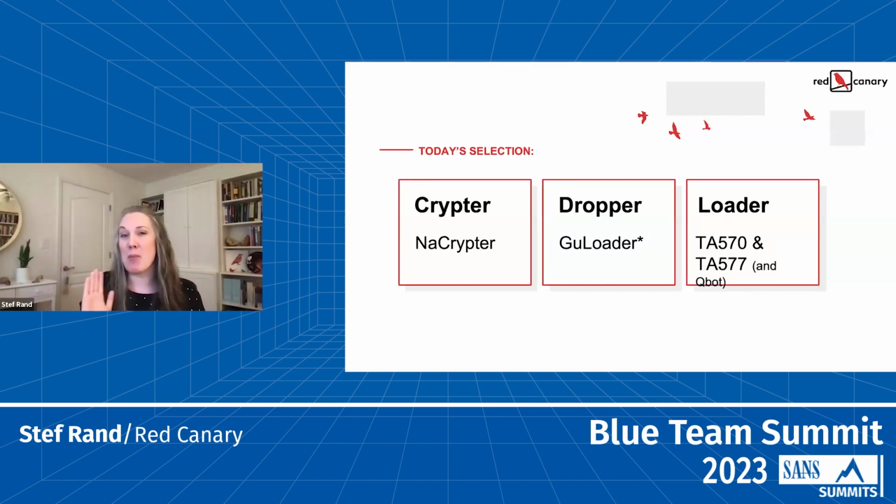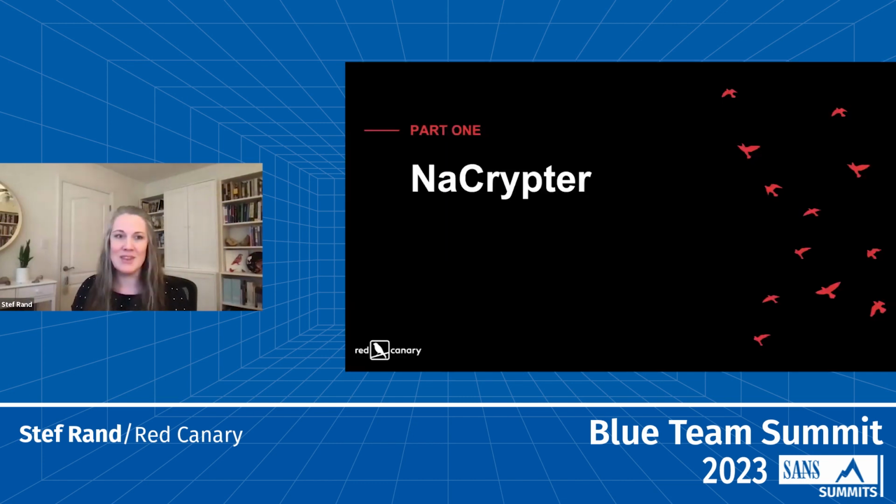We're going to talk about loader for droppers. There's an asterisk. Again, we'll get into that. And then for loaders, we're going to talk about a threat group or a couple of threat groups and their favorite payload that they like to load, which is Qbot. All right, let's talk about crypter.